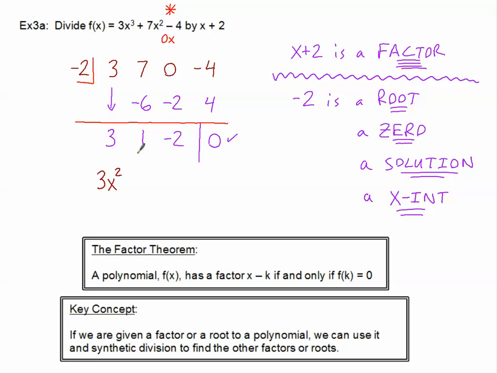So if this is 3x squared, then this is going to be just plus 1x. I won't put the 1. And then minus 2, our constant, excuse me. And then we don't have a remainder. So that is what's left when we do our division.